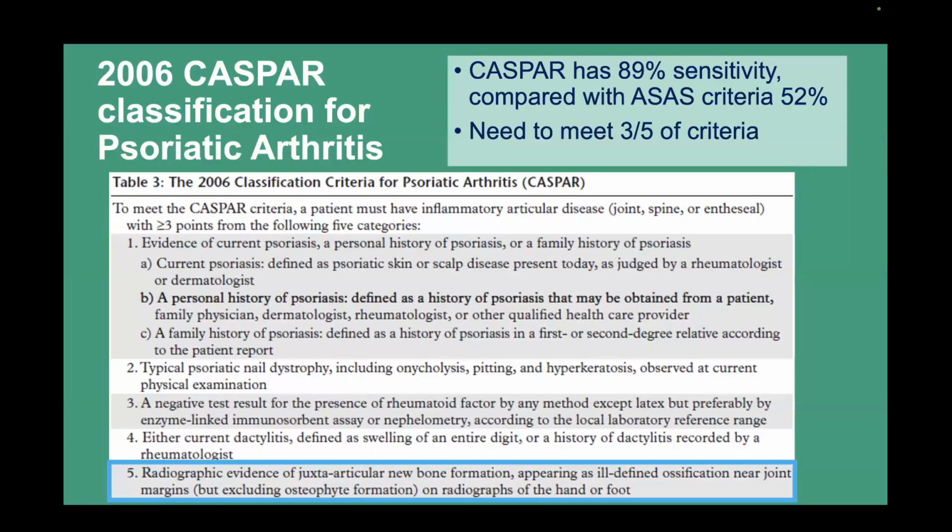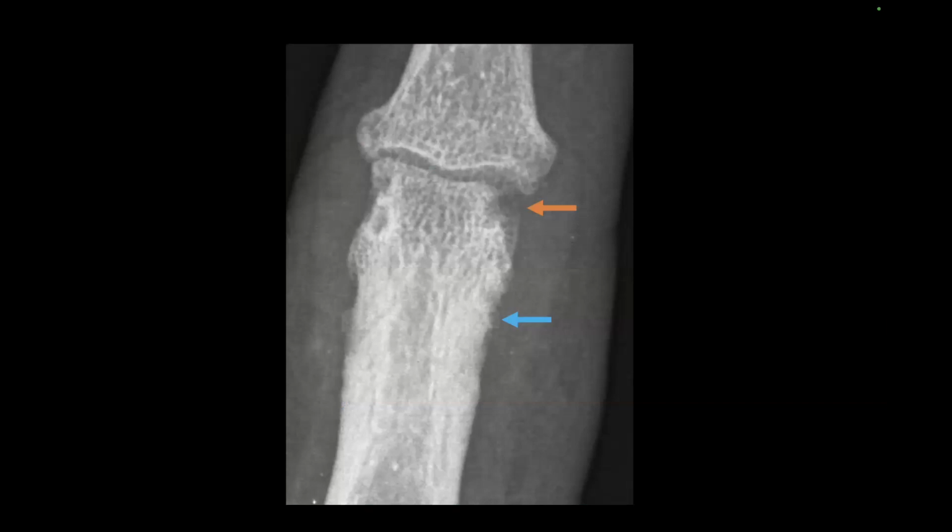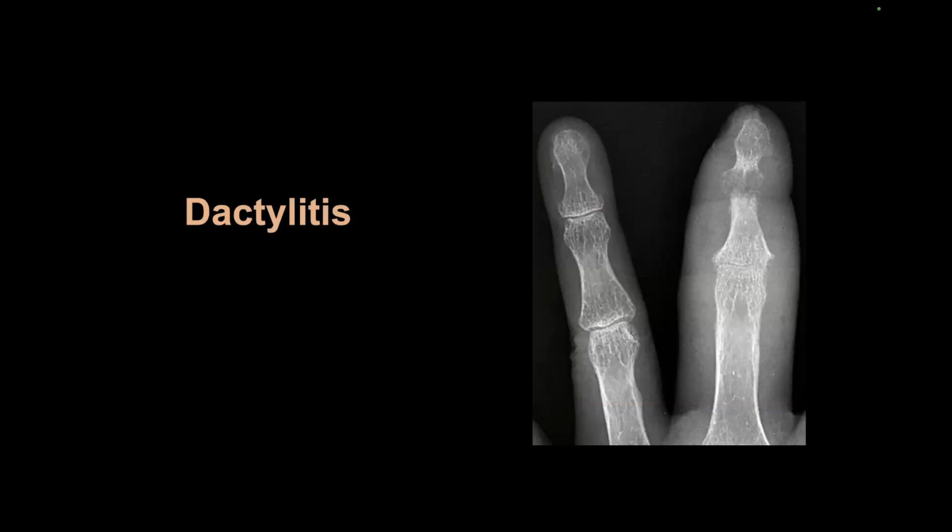Now, just to highlight here, the classification criteria for psoriatic arthritis was updated in 2006, and you need to meet 3 out of 5 criteria. Radiographs showing extra-articular bone formation can be one of those criteria, but you can meet the criteria without any imaging at all. So this is an example of marginal erosion with periostitis, and there is also some soft tissue swelling of the digit, which would be enough to potentially give this patient a diagnosis of psoriatic arthritis.